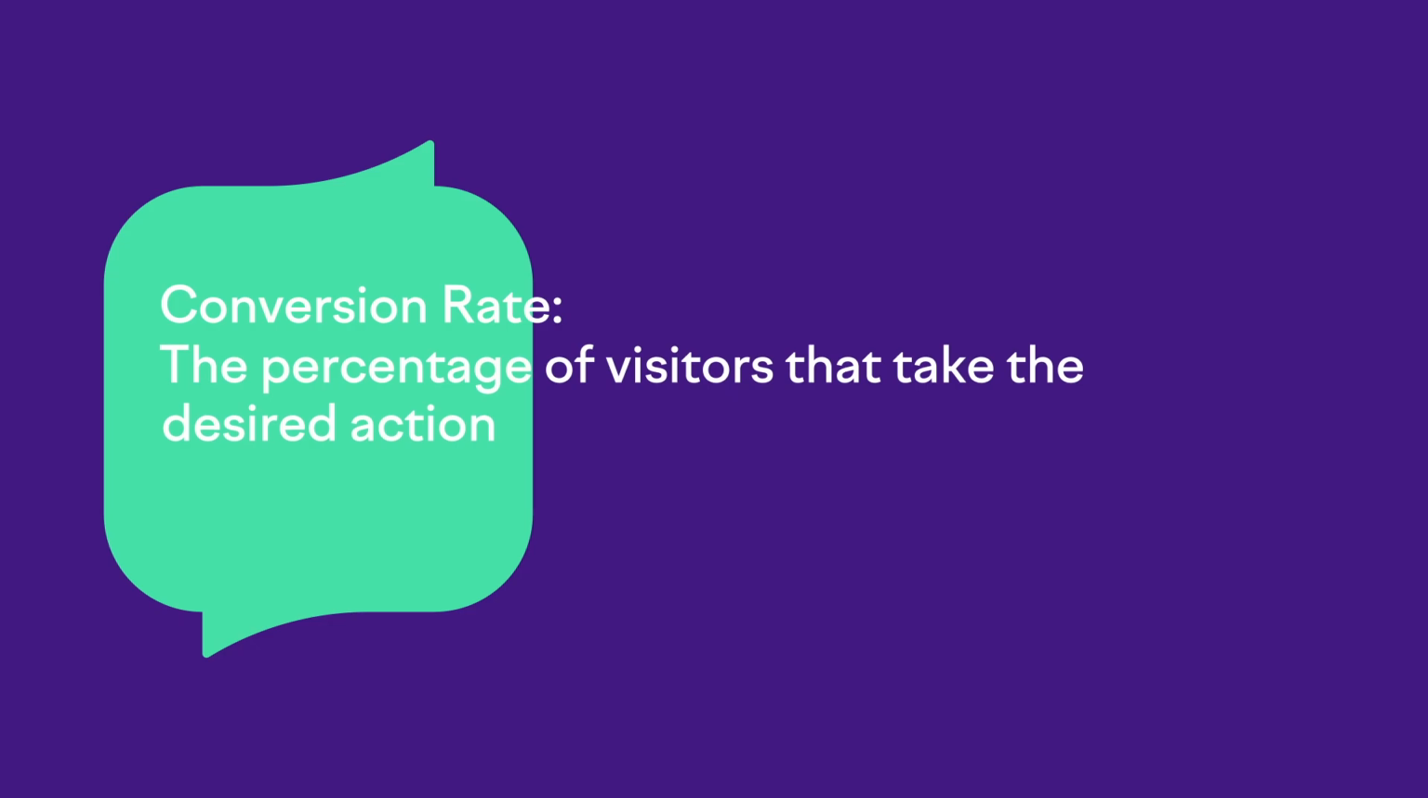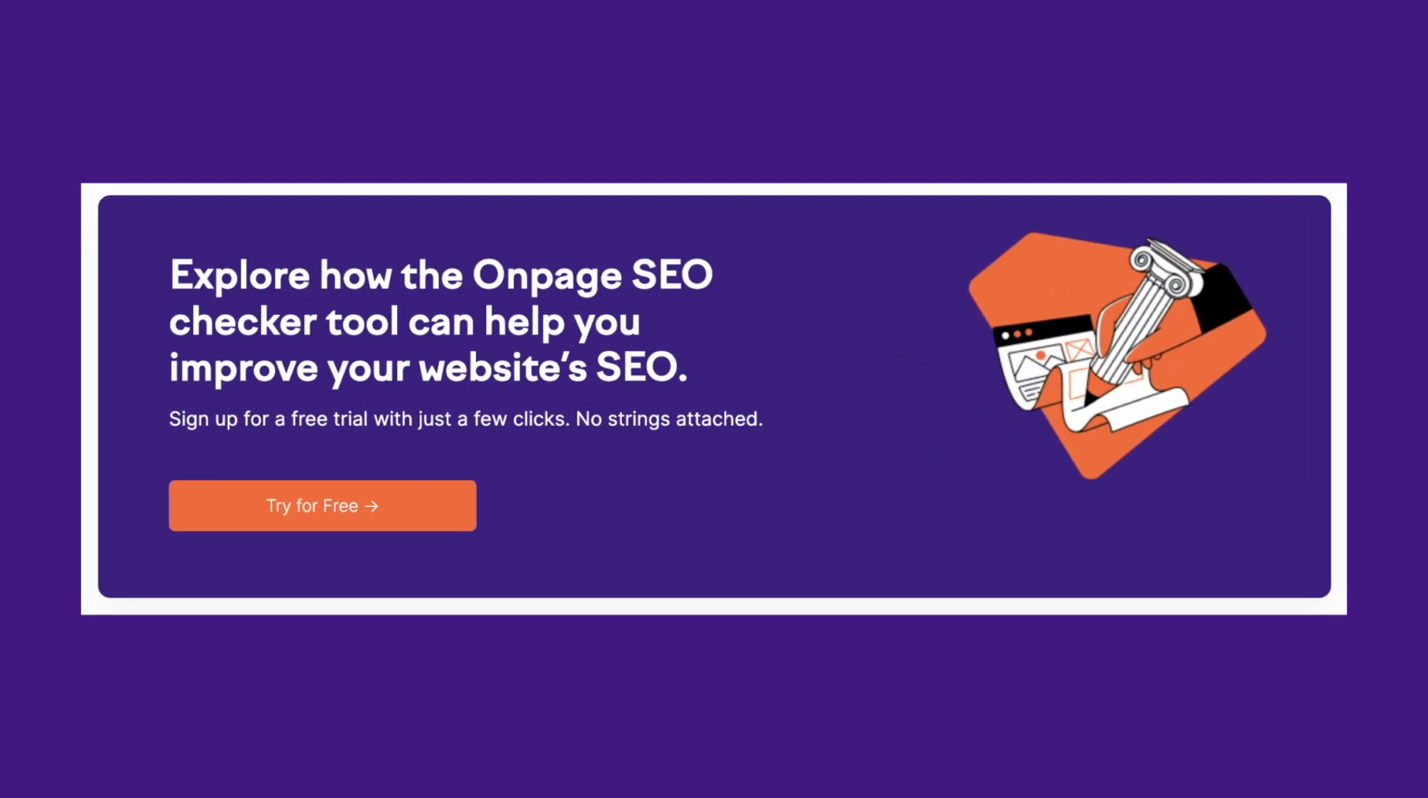Conversion rate. Your conversion rate is the percentage of website visitors that actually take those actions. For example, if you have 100,000 visitors to your website and you've made 1,000 conversions, your conversion rate will be 1%.